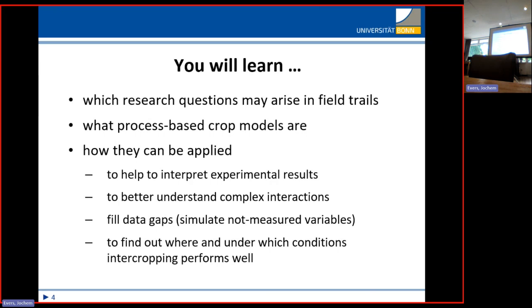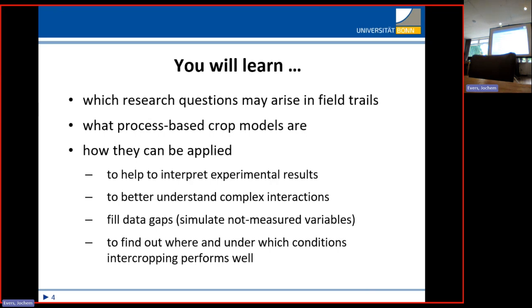What you will learn in the next 30 to 45 minutes, if you stay awake. First of all, I will give you a few examples of which research questions arise in field experiments, and I will base that on our real experiments and on the real questions we have. I will explain what process-based models are, and then I will show you how they can be applied to interpret experimental results, to better understand interactions in intercropping, to fill data gaps, or to simulate not measured variables.